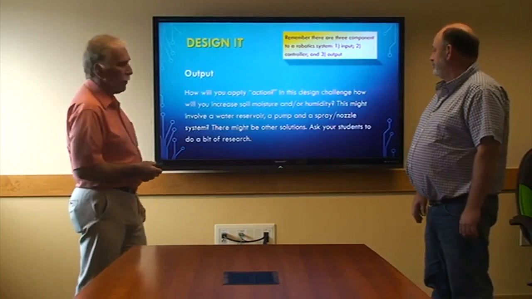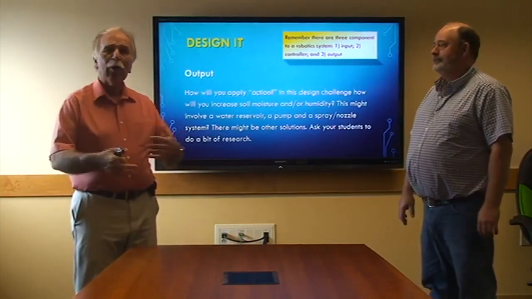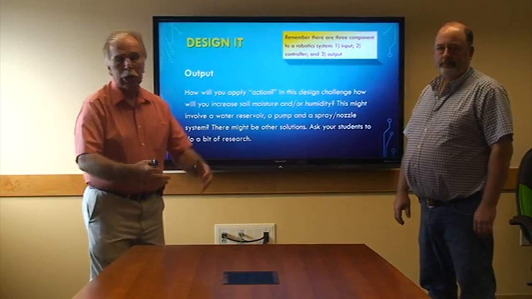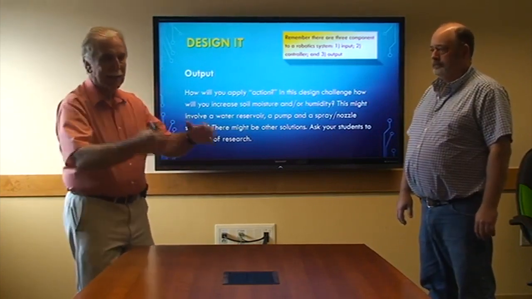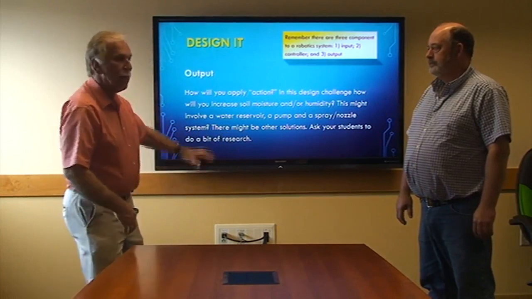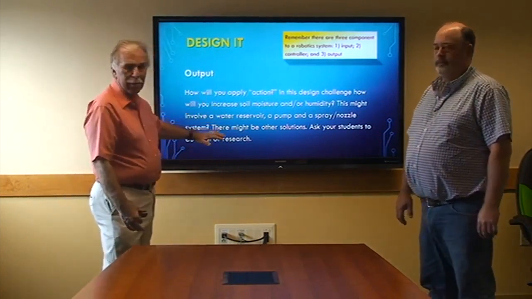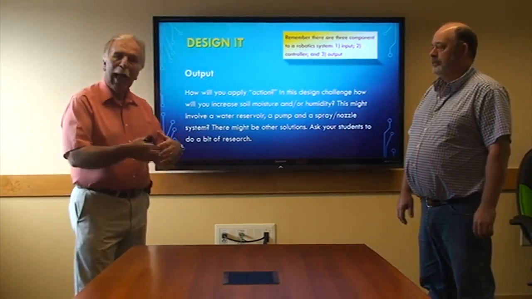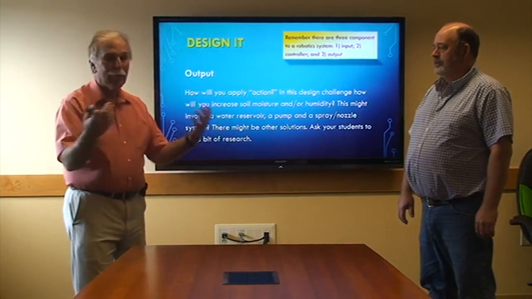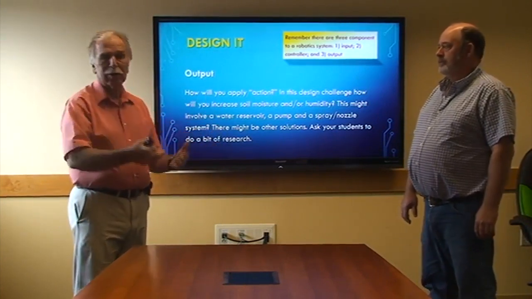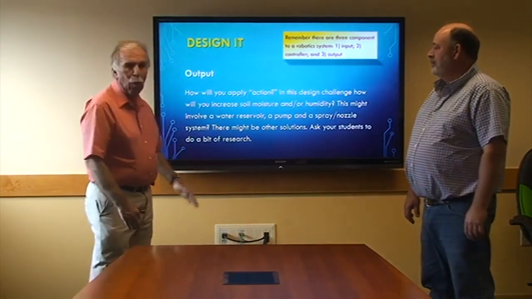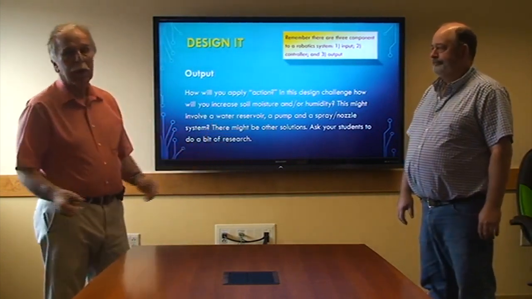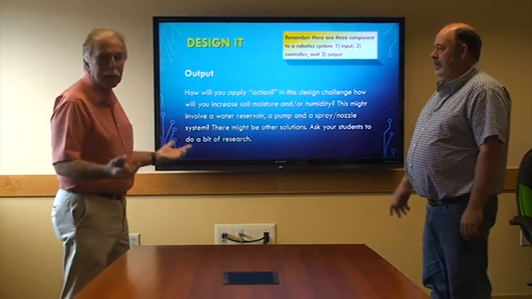So output, again, how are you going to correct the problem? We already identified what the problem is. You've got some data now. You've got a control system that's going to take that data and make decisions. Then how do you apply your action? In this case, if we're talking about soil moisture content and humidity, how do you increase or decrease the moisture content in the air or in the soil? So you have to think about ways that might be done. Maybe a pump, maybe some type of spray nozzle, maybe there are other ways to do it. So again, the student needs to do some research and see what the possibilities are out there.